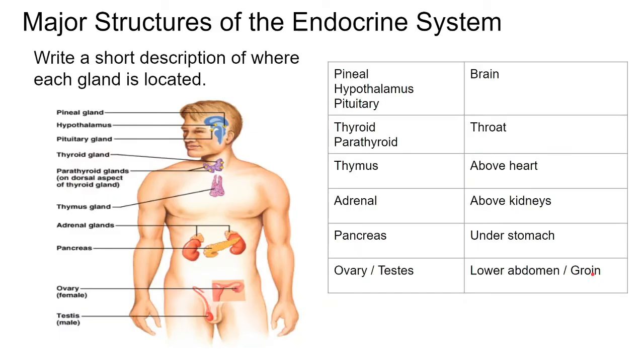So your major structures are going to be the glands. In your brain, you have your pineal gland, your hypothalamus, and your pituitary. In the throat area, you have the thyroid and the parathyroid. Above your heart, you have your thymus. Above your kidneys, you have your adrenal glands. Under your stomach is the pancreas. And then in the lower abdomen and groin area, depending on sex, is either ovaries or testes.